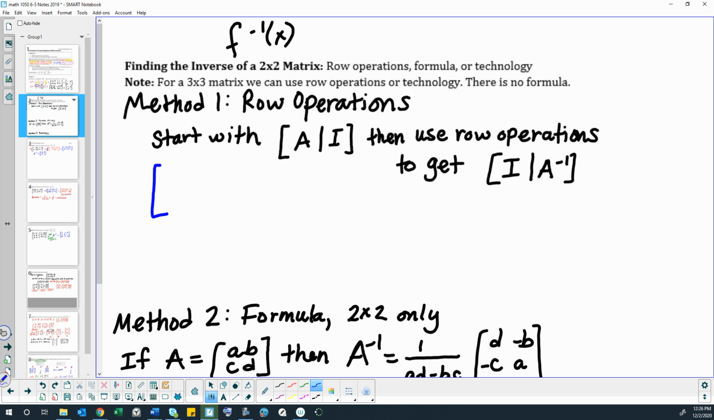So, taking our 1, 2, 3, 4 matrix A, we're going to put the identity matrix here. And now we want to use row operations to get our 1s and 0s here instead, just like we did in section. So, we start with the 1 in the top left corner. Done. What do we do next? Next, what do we want? We want a 0 in the bottom left. How do we get a 0 in the bottom left?